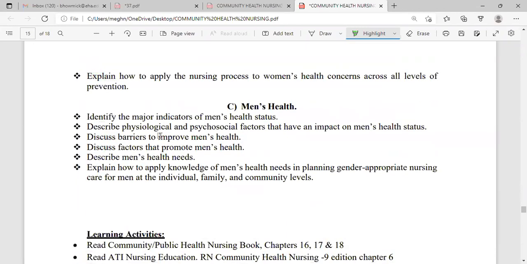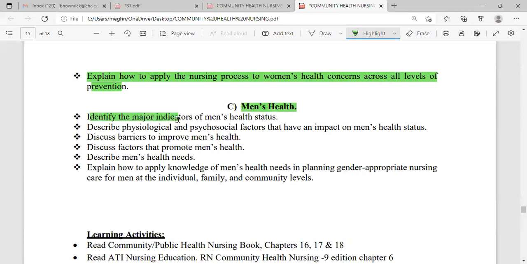So next here, explain how to apply the nursing process to women's health concerns across all levels of prevention. And C, men's health.